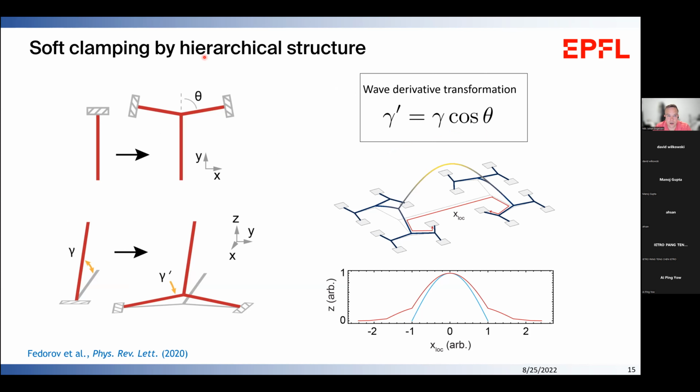In the case of these hierarchical structures or binary tree structures, we can basically take a uniform string like this and make a branch with some angle theta. It turns out that if you make such a branch in this tensile stressed structure, you get a wave derivative transformation over the branch where you reduce the mode gradient by a factor of cosine theta. So the bigger the opening angle of your branch, the more you reduce the gradient over the branch. So what we did is to cascade these branches to make this binary tree-like structure. And this structure actually has a soft clamped fundamental mode.